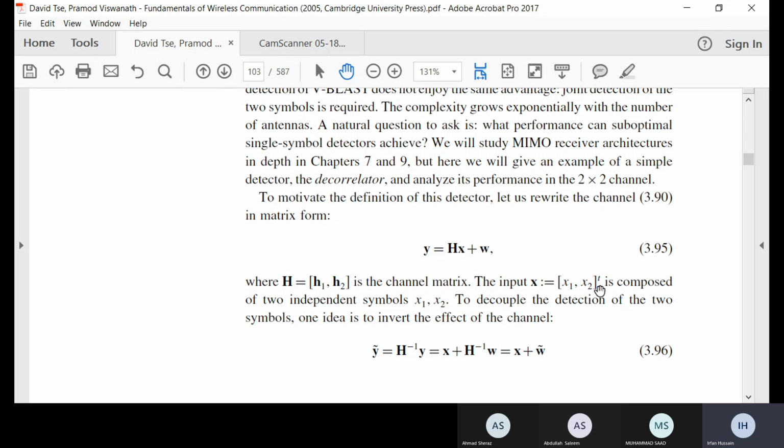All right. Input is X1. X1 is applied at the first antenna. X2 is applied at the second antenna. So if you just apply two inputs, you will be getting two outputs. And we know that X1 and X2 are independent, totally independent.